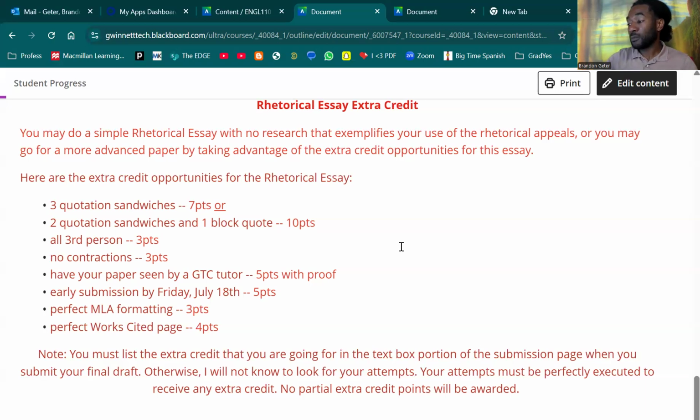If you put that you did 3 quotation sandwiches and you don't have the meat set up for your quotation sandwich, source, verb, comma, quote. If that's not the meat of the quotation sandwich, then points come off for that. So make sure if you list it, make sure that you proofread your paper to make sure that you did this correctly.